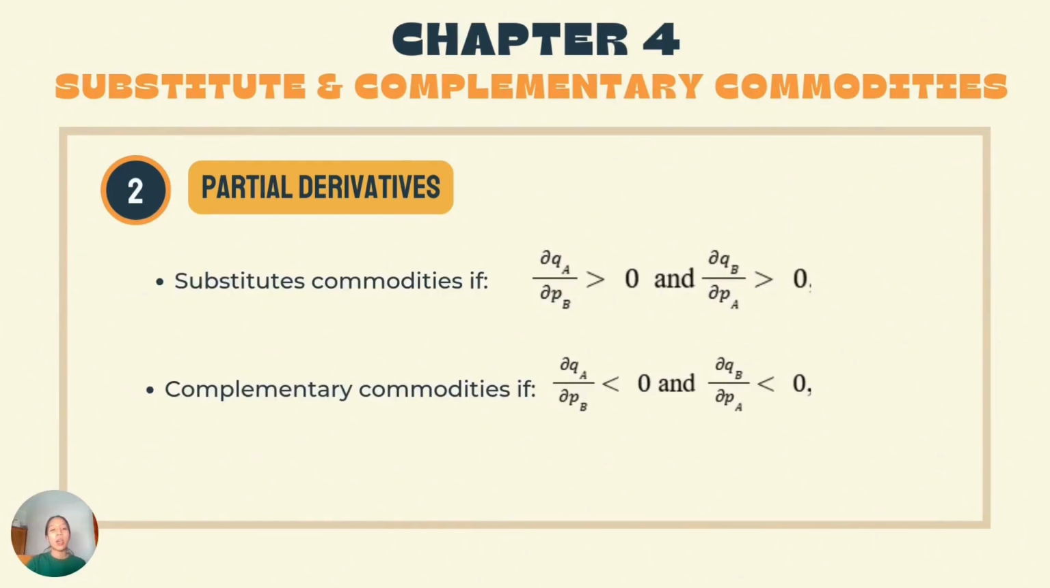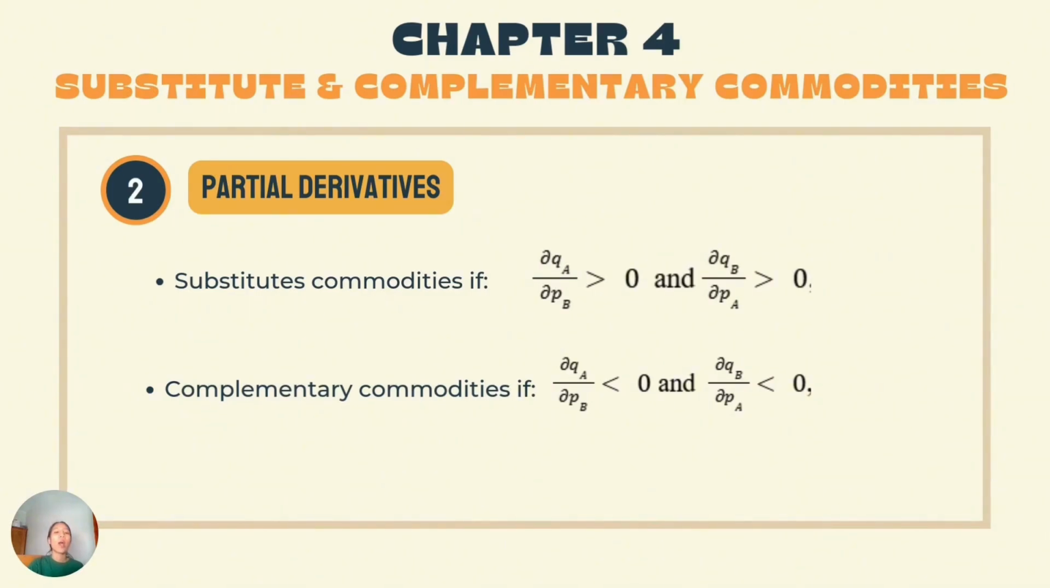Okay, so if those products are substitutes, then there are two requirements that we need to satisfy. The first one is that the marginal demand of product A with respect to price B must be greater than zero, and the marginal demand of product B with respect to the price A must be greater than zero. So if these two requirements are satisfied, then we can conclude that these two products are substitutes. If only one of them is satisfied, then we cannot conclude they are substitutes.